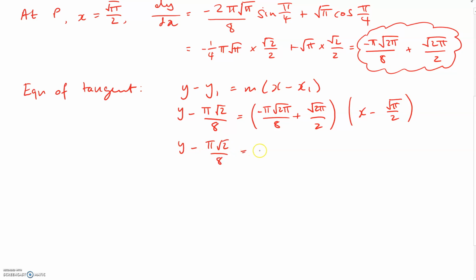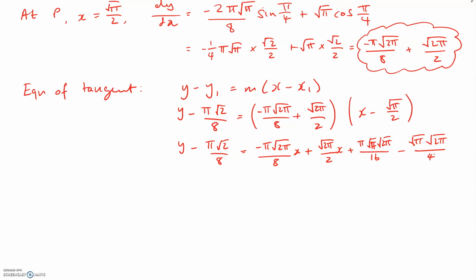So that's what we get there. On the right hand side, so multiplying this out, we should get minus pi root 2 pi over 8 times x plus root 2 pi over 2x plus, here we go, we're going to get pi times root pi times root 2 pi over 16 minus root pi root 2 pi over 4. Okay, so that's the multiplying out.